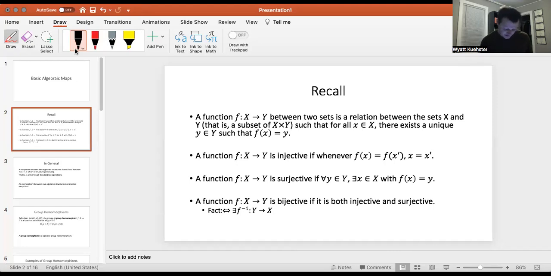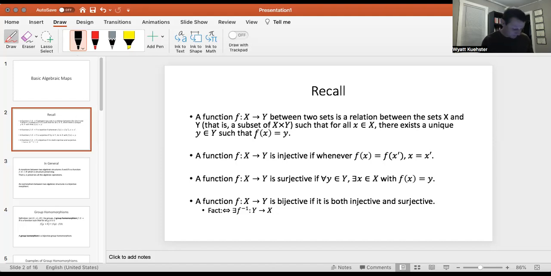A function between two sets we defined to be a relation, and a relation we defined to be a subset of the Cartesian product X cross Y. So it's a subset of the pairs of elements, one coming from X and one coming from Y. And a function is a special type of relation so that for all x in X, there's a unique y in Y that's related to x.